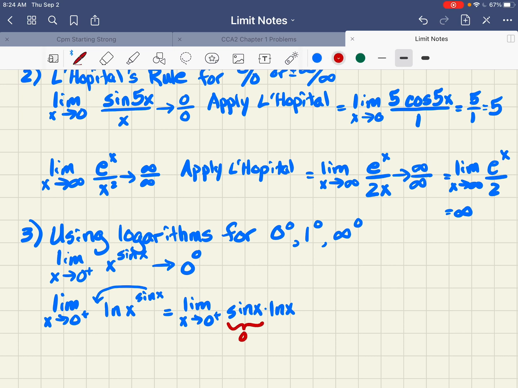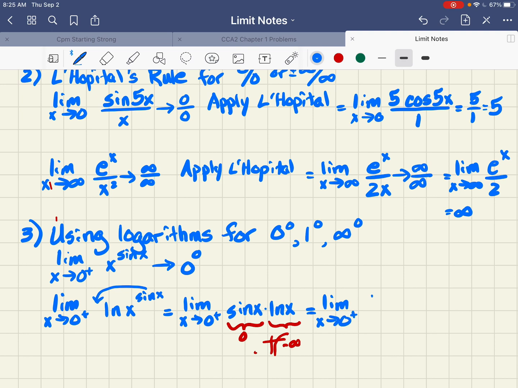Now we have a little bit of a problem because sine x will approach 0, and natural log of x, if you think about the graph of natural log, it looks like this. So as we approach 0 on the right, natural log is going to approach negative infinity. So this is still an indeterminate form. We haven't solved that, but we can do a little trick here. I'm going to rearrange this so I can apply L'Hopital's rule, because 0 times negative infinity is not a situation for L'Hopital's rule.